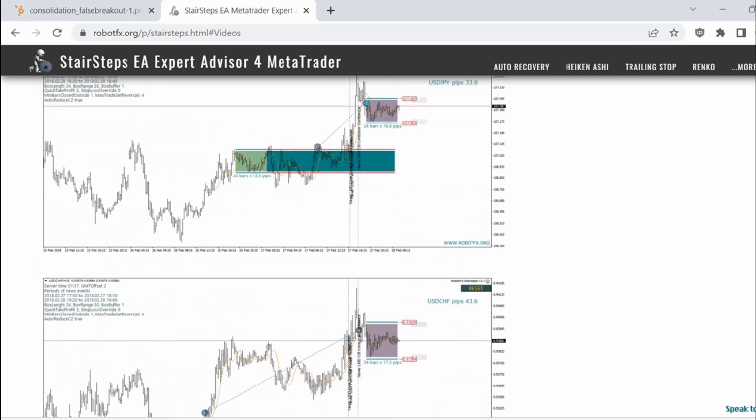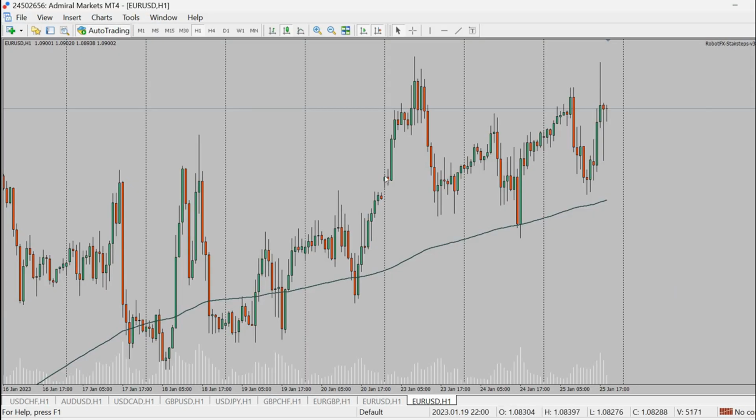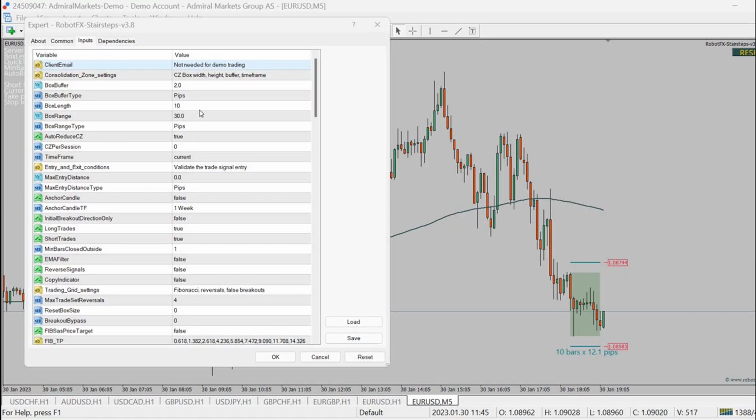Again, the settings are explained on the page, and let's see them on the MetaTrader, and I'll explain them one by one so you will understand why trading using an expert advisor is better than trading manually. Alright, so let's see the settings. First, we have the client email that needs to be used only when you are trading on a live trading account. I'm using a demo account for the purpose of explaining this video, so I don't need to enter anything here.